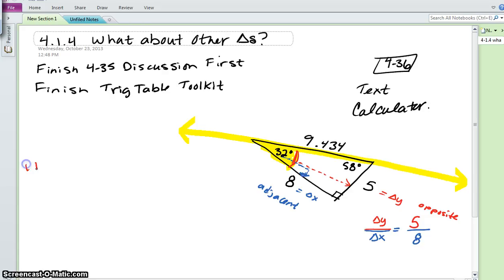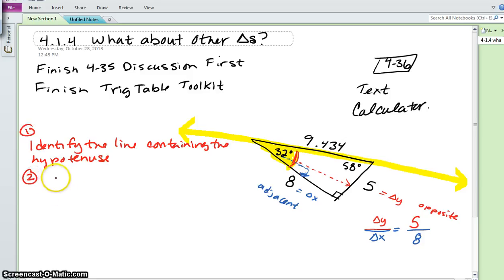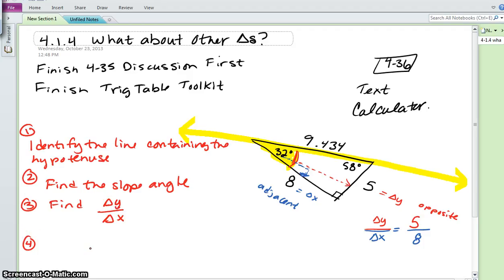So really, to identify a slope ratio when a triangle is not oriented on the xy axis, we first identify the line containing the hypotenuse, we then identify the slope angle, we then identify change in y by change in x, and we set up a ratio.